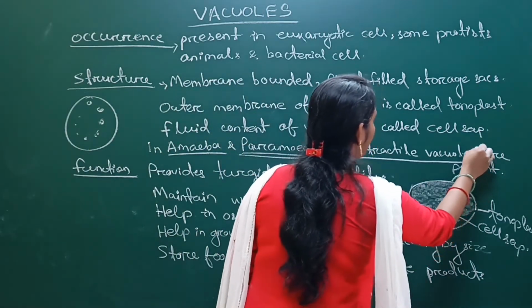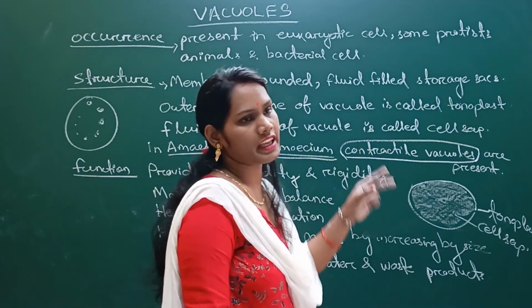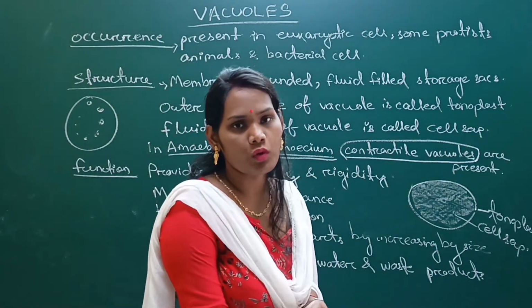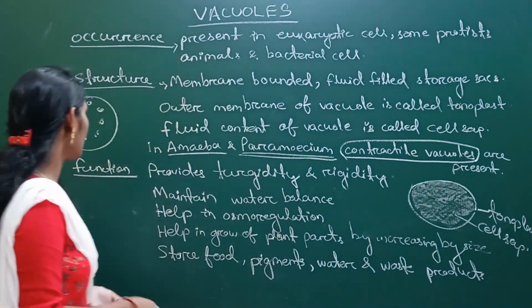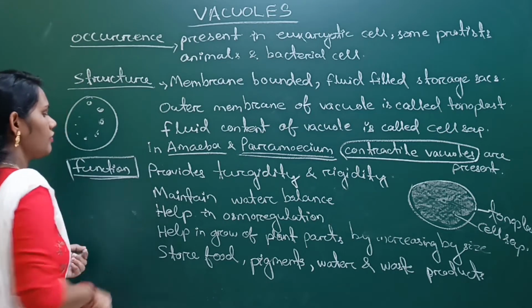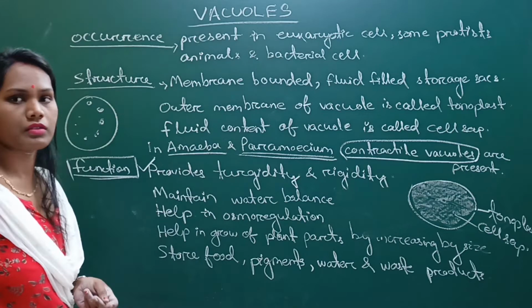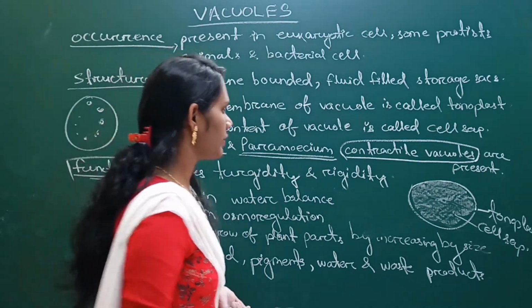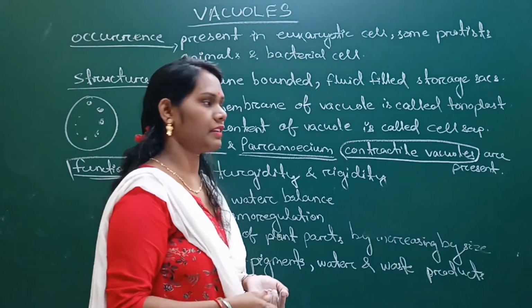These vacuoles are called contractile vacuoles, and they help in the osmoregulation process and to maintain water balance in their body. Okay, let's know about the functions of vacuoles. The first function is that it provides turgidity and rigidity to the cell. Turgidity means it provides stiffness and hardness to the cell.